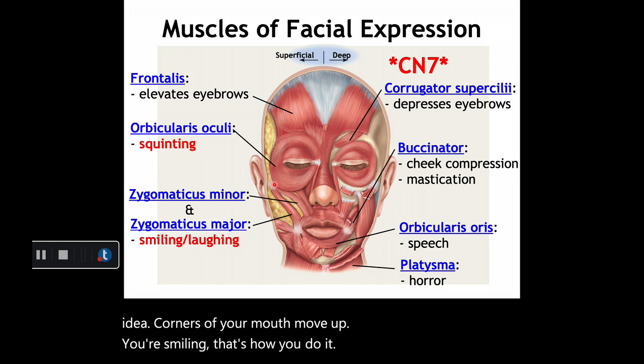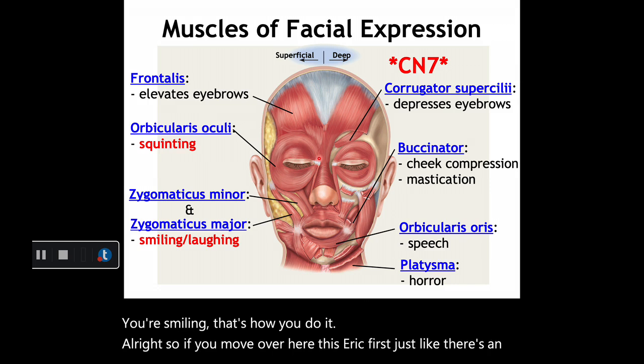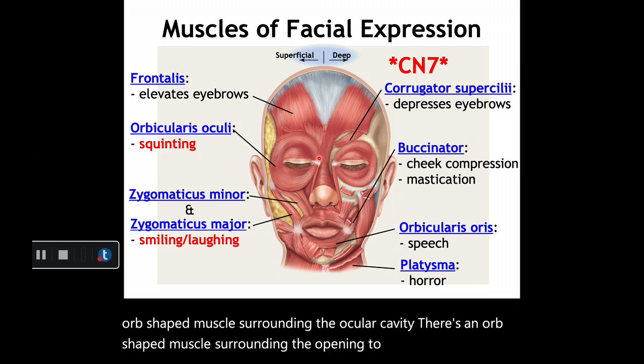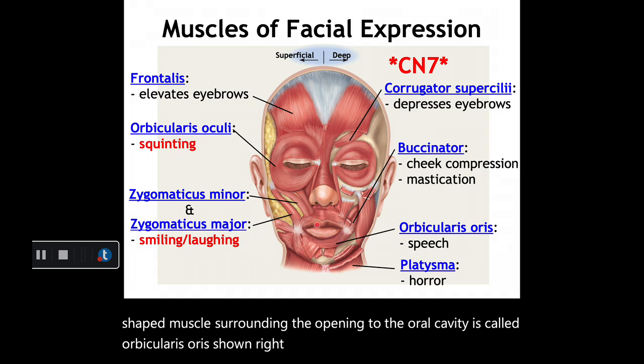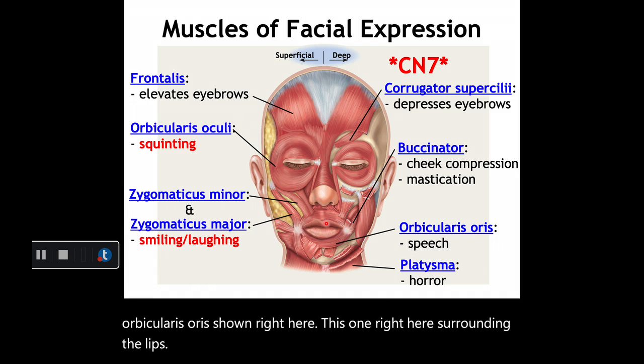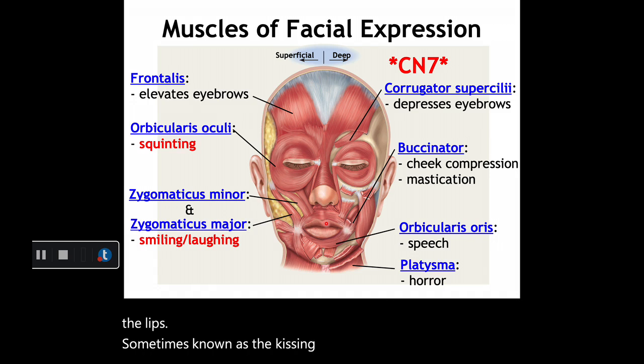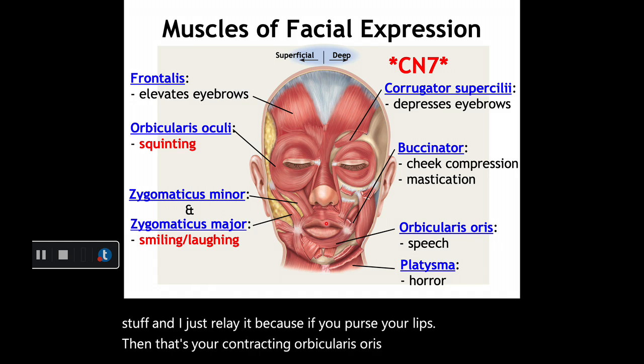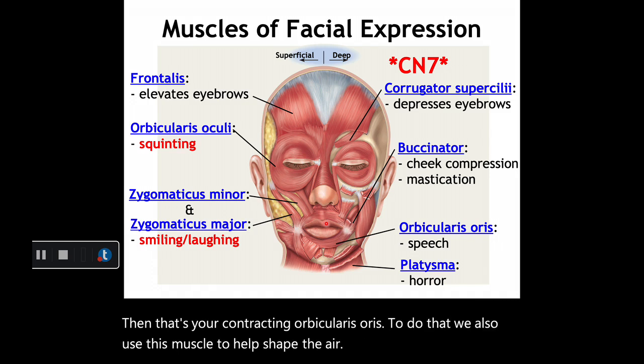All right. So if you move over here, first, just like there's an orb-shaped muscle surrounding the ocular cavity, there's an orb-shaped muscle surrounding the opening to the oral cavity, and it's called orbicularis oris, shown right here, surrounding the lips, sometimes known as the kissing muscle. I don't come up with this stuff, I just relay it, because if you purse your lips, then you're contracting orbicularis oris to do that.